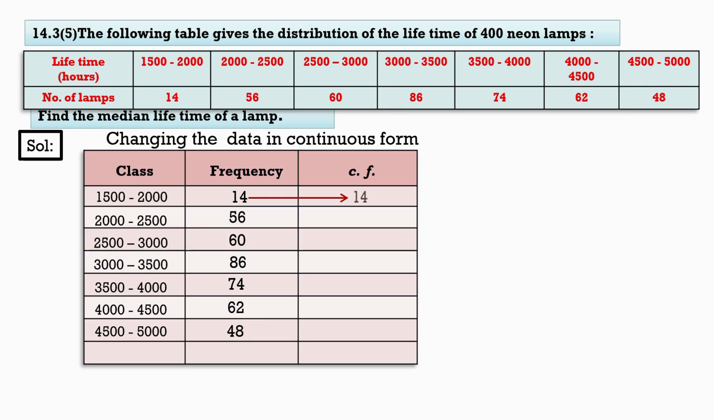Now, how to find the cumulative frequency? The cumulative frequency means the addition of subsequent frequencies. In the first row, since this is the first frequency, the cumulative frequency will be 14 only. But for the second row, it will be 14 plus 56. We just need to keep on adding subsequent frequencies, then you will get the cumulative frequency. So let's keep on adding the subsequent frequencies over here. So 70 plus 60, 130. In this way, let's keep on adding.